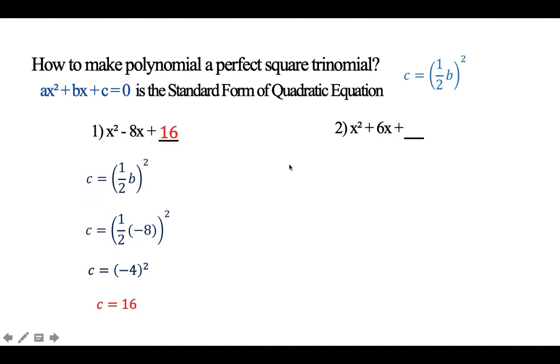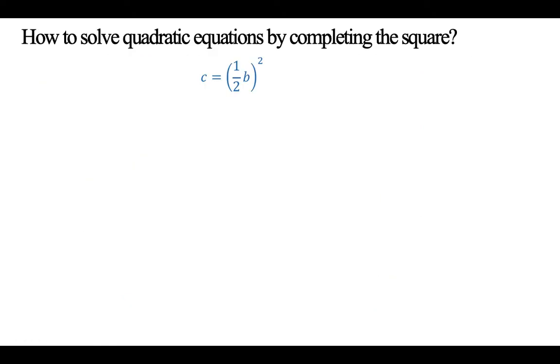Okay, let's try another example: x squared plus 6x plus what number? So we'll use the formula to find the c. We need to use b to find the c. Our b here is 6, substitute. So 1/2 of 6 is 3. Then multiply it by itself, and our c here is 9. Therefore, the third term must be 9 to make it a perfect square trinomial. And we can get the factors very easily, like what we did in our exercise a while ago.